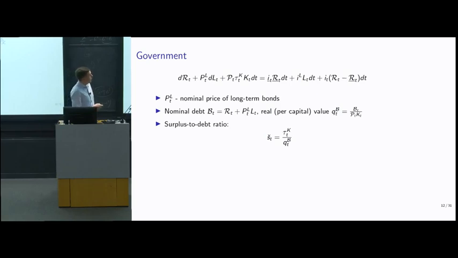And the real per capita value of nominal debt is going to be denoted, again as before, by QTB, which is the nominal value divided by the price level and by the amount of capital, to preserve invariability with respect to K. But in essence, that's the same object. It's the same QB that you have seen before. It's just now it has more things inside of it. And the surplus to debt ratio, again same as in Sebastian's talk, the ST check. We're going to follow Sebastian in thinking about this as the most relevant fiscal policy instrument. From now on, we will not be thinking about taxes, but about the surplus to debt ratio, with the fiscal side managing this object.